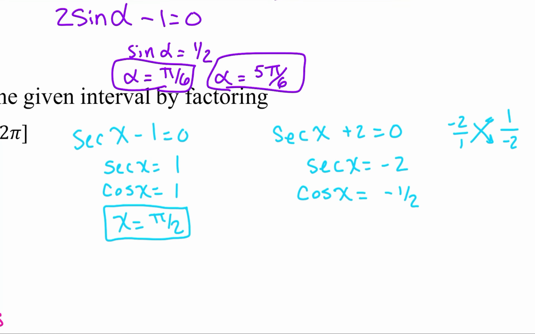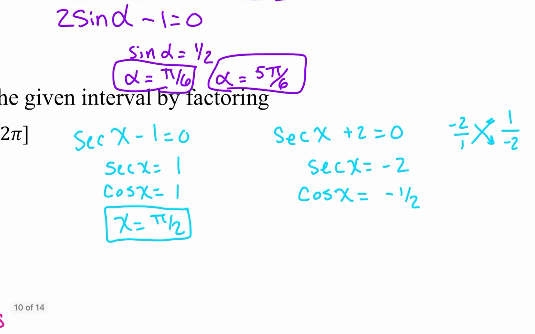So when does the cosine give us negative 1/2? Well, we know that comes up at 2 spots because the cosine is the x. It comes up at the second and the third quadrant. So we know that cosine would equal 1/2 at pi over 3. So for it to be negative, it's going to be 2 pi over 3 and 4 pi over 3.